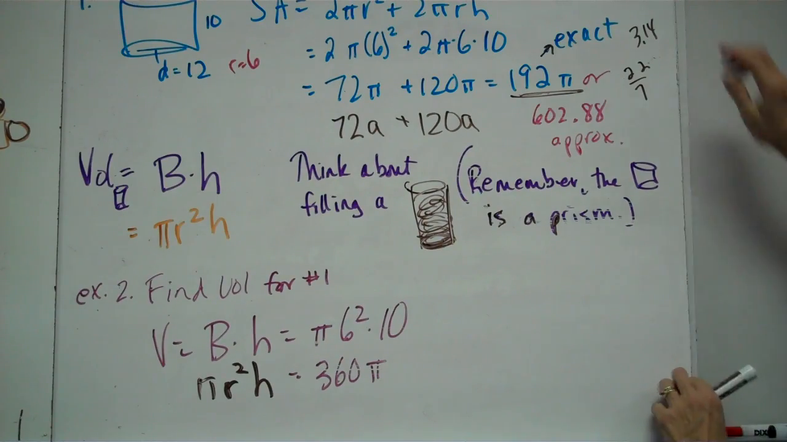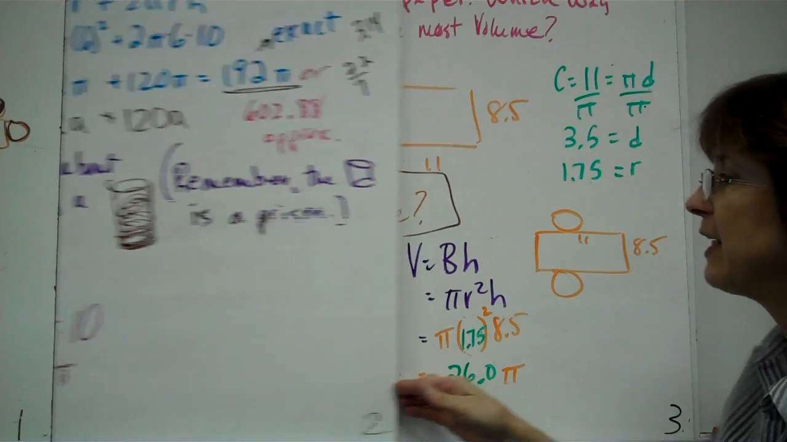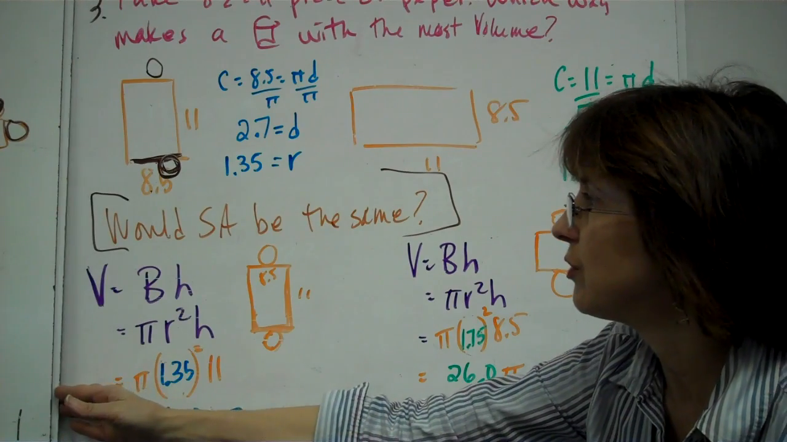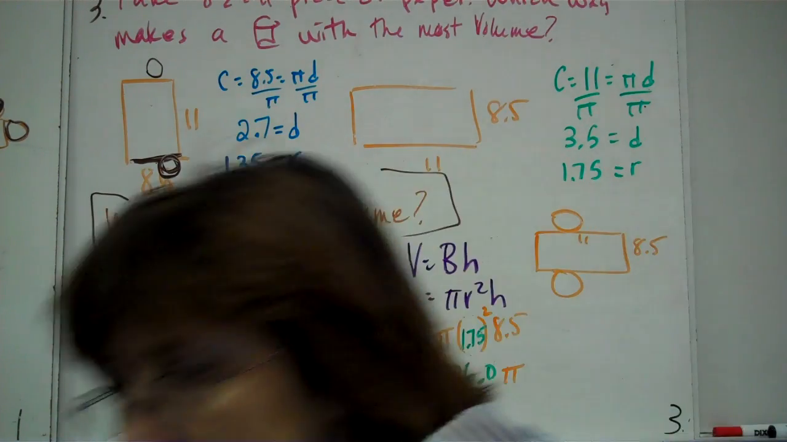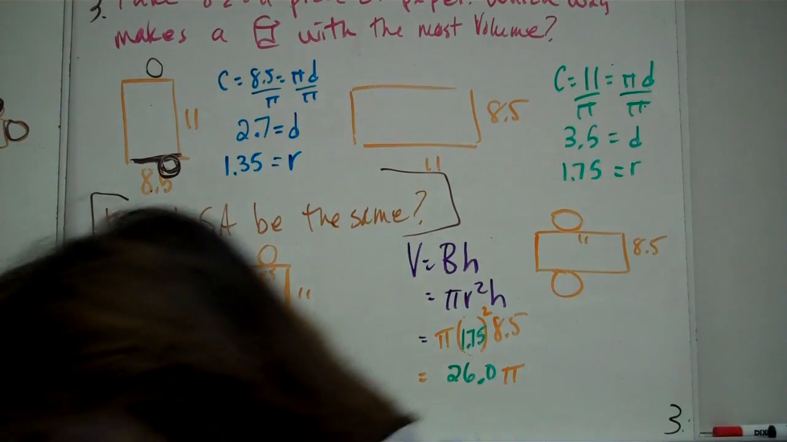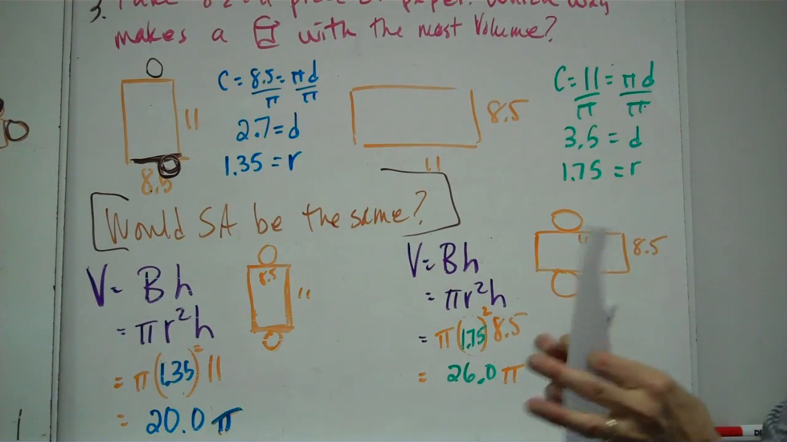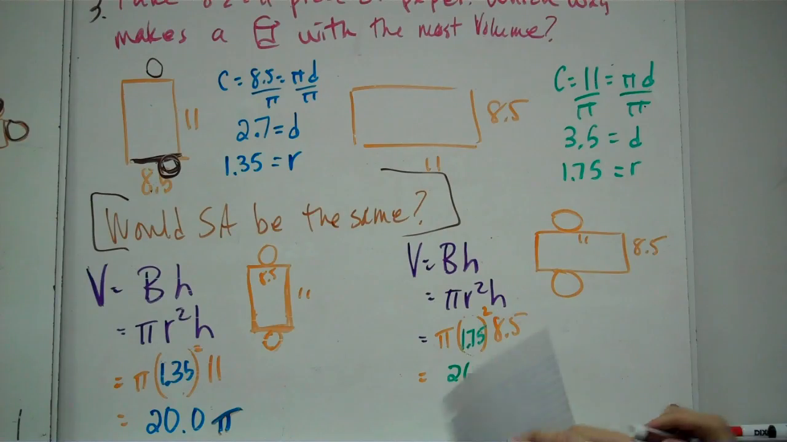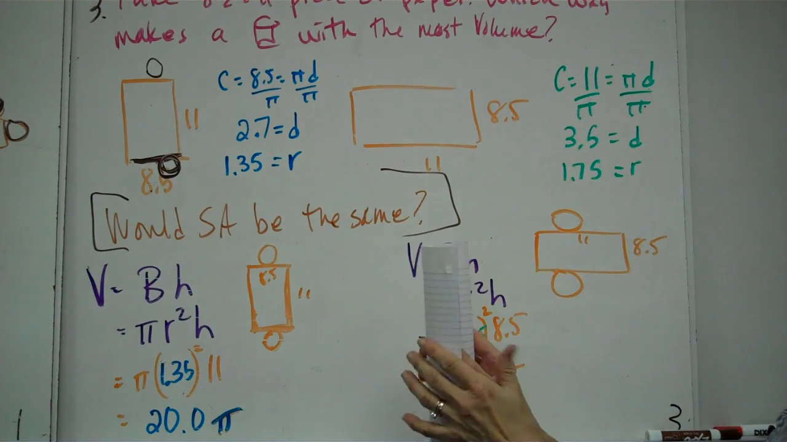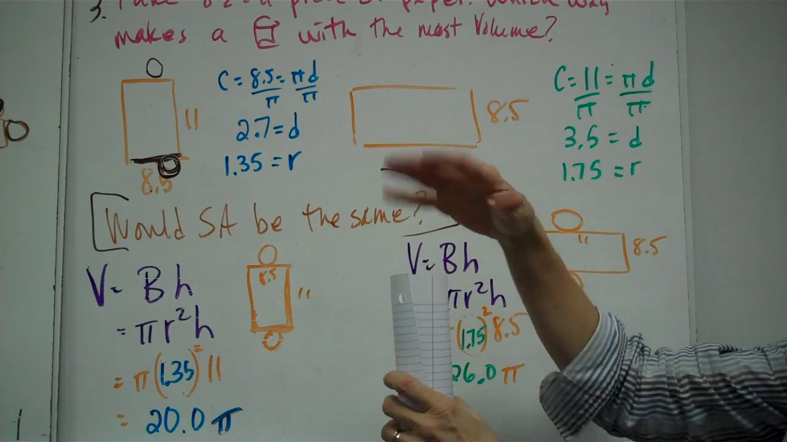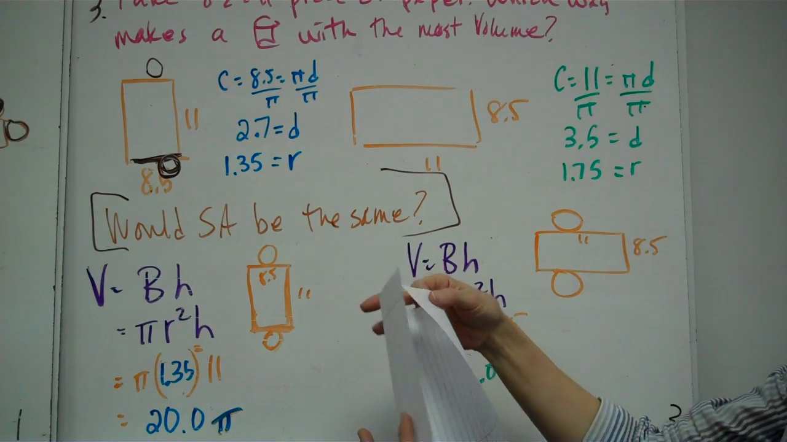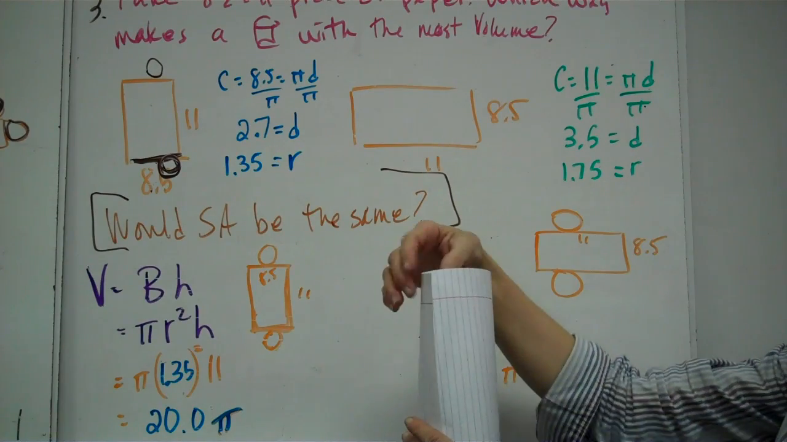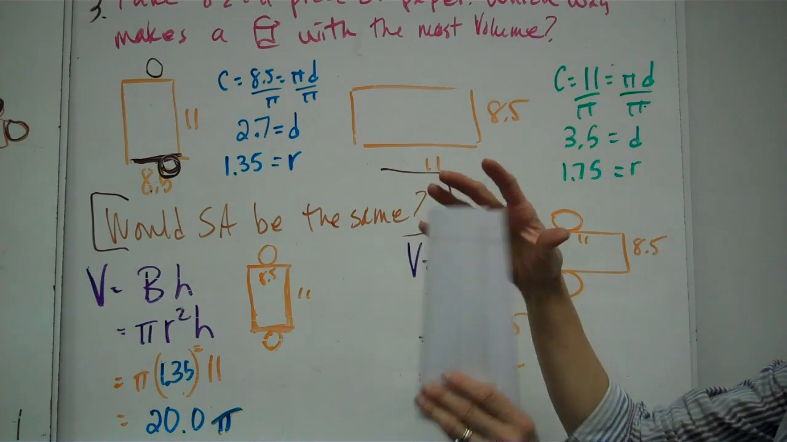All right, now let's try an interesting problem. I think you'll find this problem kind of cool. If you take a piece of paper, 8.5 by 11, which way makes the cylinder with the most volume? In other words, if I turn it this way, would I be able to put more candies in it this way? Or if I did it this way and made my cylinder a little bit shorter, could I fit more candies in it this way?